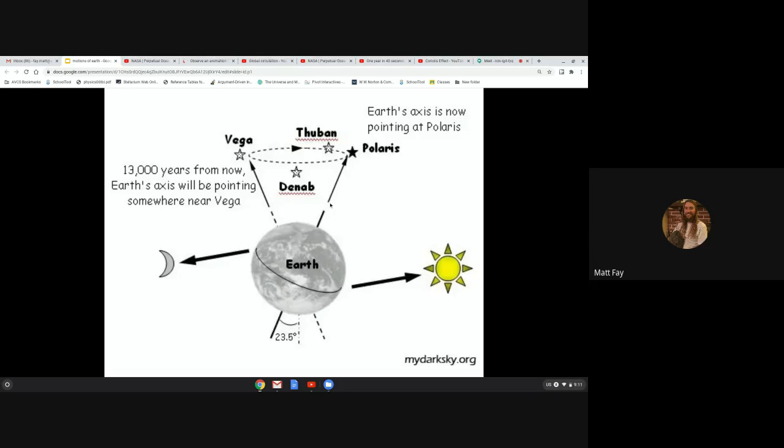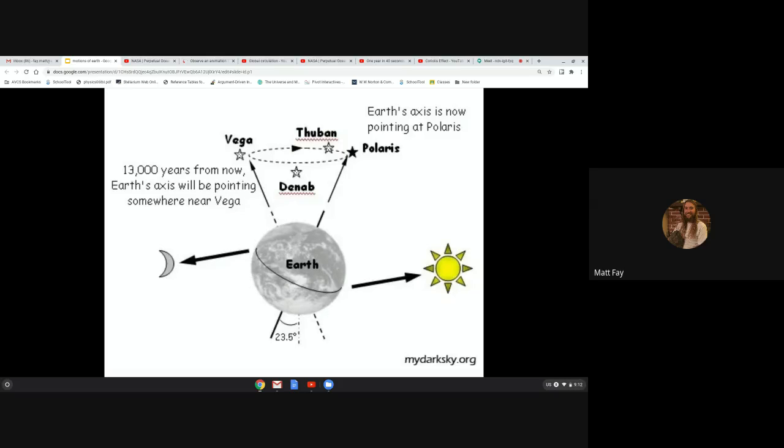But in the time of the Egyptians, their North Star was Thuban. So a couple thousand years ago, this axis of rotation was actually pointed towards Thuban. And in 13,000 years, it will be pointed at Vega. So if humans are here in 13,000 years, Vega will be the North Star.